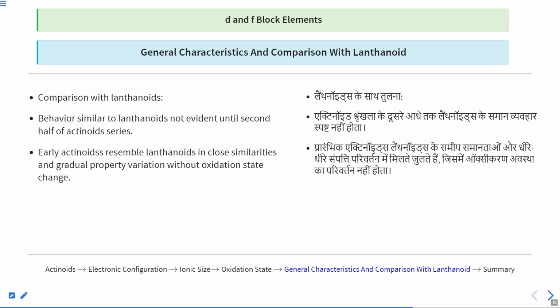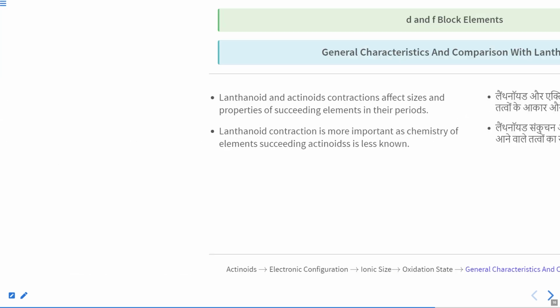Now, in comparison with lanthanoids, actinoids behave similarly, but this is not evident until the second half of the actinoids. If you see the second half of the actinoids, they resemble the lanthanoids much more because one property is common. You can see that they have the +3 oxidation state on the latter side, but on the former side they have a variety of oxidation states. Early actinoids resemble lanthanoids in close similarities and gradual property variation without oxidation state change.